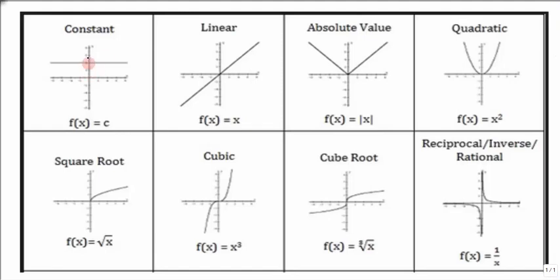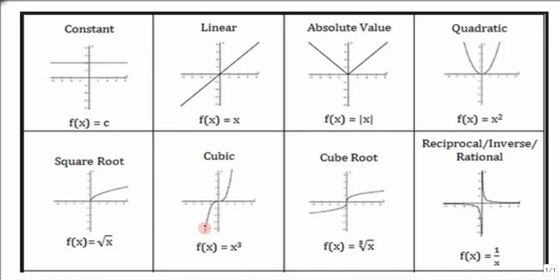In the top left-hand corner here, we have a constant function. It's the same value of y for any value of x. Over here we have a linear function. This one happens to be a positive slope. We have an absolute value function. A quadratic function is like a parabola. A square root function is increasing, starting at the origin but increasing very slowly.